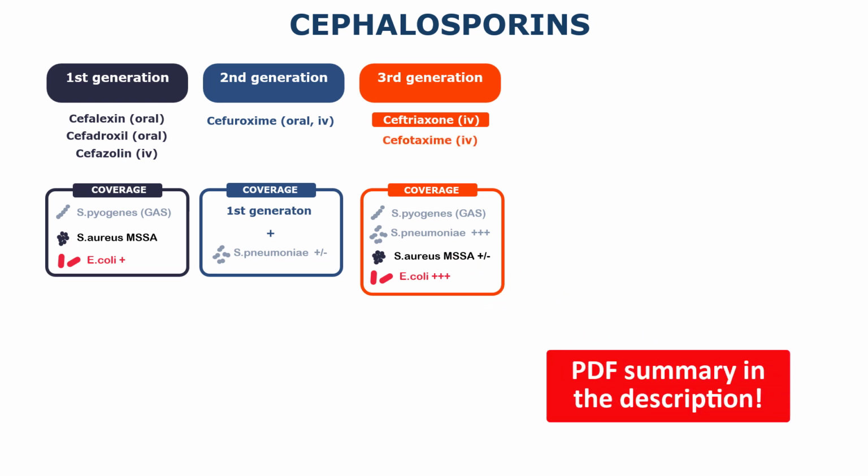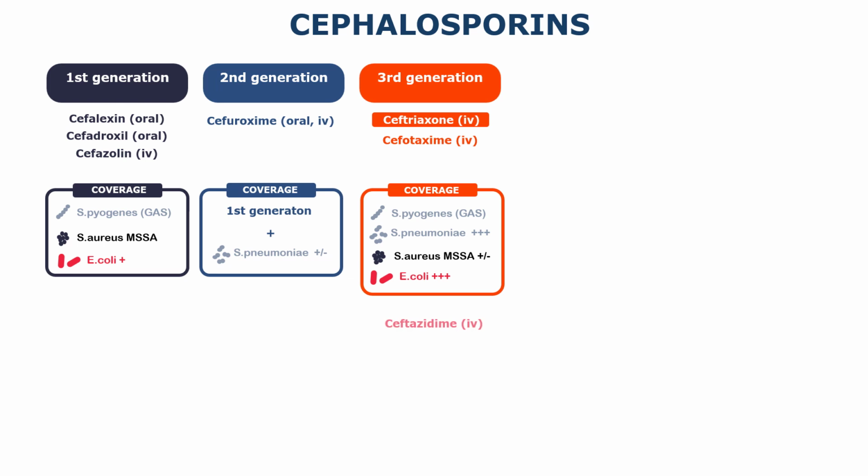Cefotaxime is another widely used third-generation cephalosporin, and its spectrum of coverage is almost identical to that of ceftriaxone. The major difference is that it's not as convenient as ceftriaxone, since it needs to be administered several times a day. But now we come to a third-generation cephalosporin that truly does correspond to the textbook stereotype of being great against gram-negative bacteria and pretty bad against gram-positives.